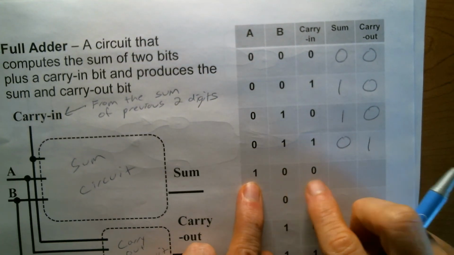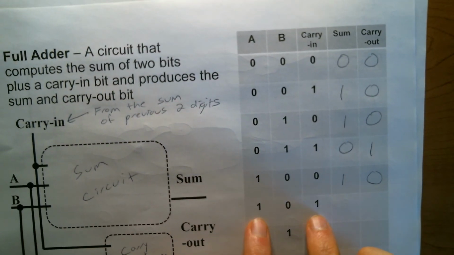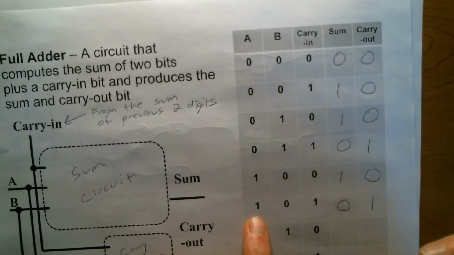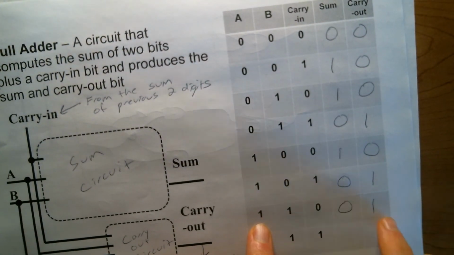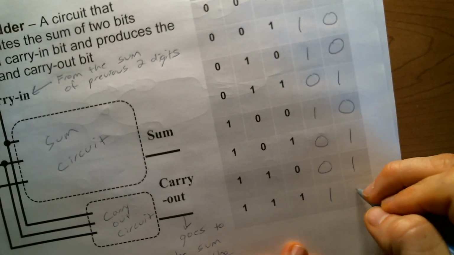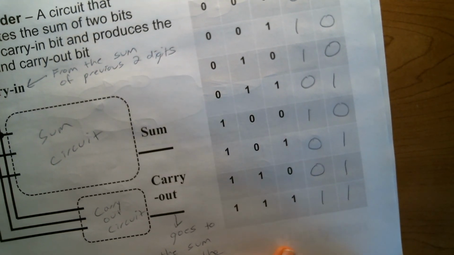All right. 1, 0, 0 is going to be a sum of 1 with a carry out of 0. Again, 1, 0, 1. 1 plus 0 plus 1 is going to give us a sum of 0 with a carry out of 1. Again, read it backwards. There's your 2. 1, 1, 0 is going to be a sum of 0 with a carry out of 1. Again, read it backwards. There's your 2. 1, 1, and 1 is going to be a sum of 1 with a carry out of 1. Again, read it backwards. That's a binary 3, just like we would expect.